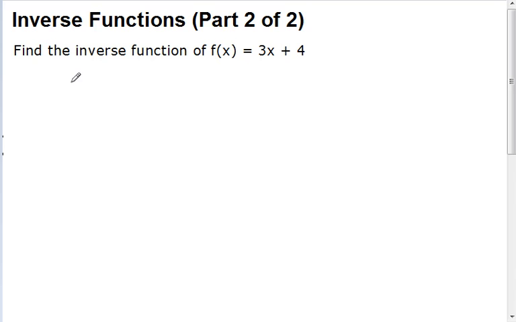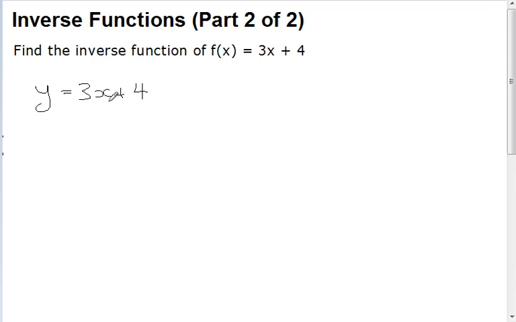So this is the second part on the videos on finding the inverse function. In my first example, I'm finding the inverse function of f of x equals 3x plus 4. Now I'm going to start in the same way that I always start these questions, by writing y equals 3x plus 4, just to change it out of function notation. You'll see why I've done that in a minute, because it just makes the calculations a bit easier to do.